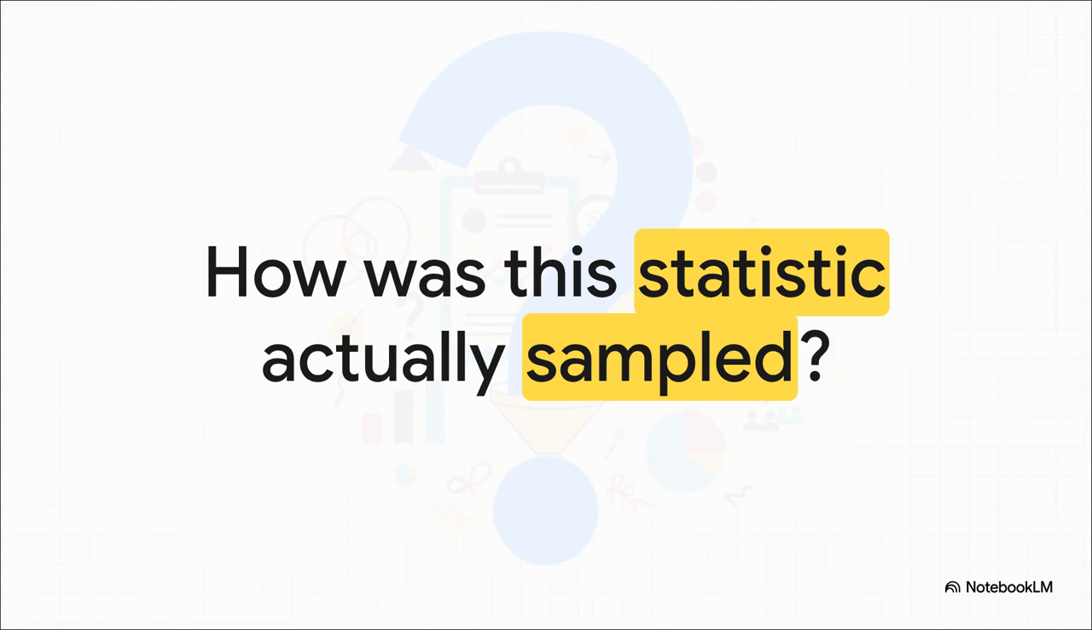Next time you see a flashy statistic in a headline, pause for a second. Ask yourself, wait, how is this actually sampled? Was it primary or secondary? Was it probability or non-probability? By simply asking those questions, you shift from being a passive consumer of media to an active critical thinker capable of decoding the data-driven world around you.